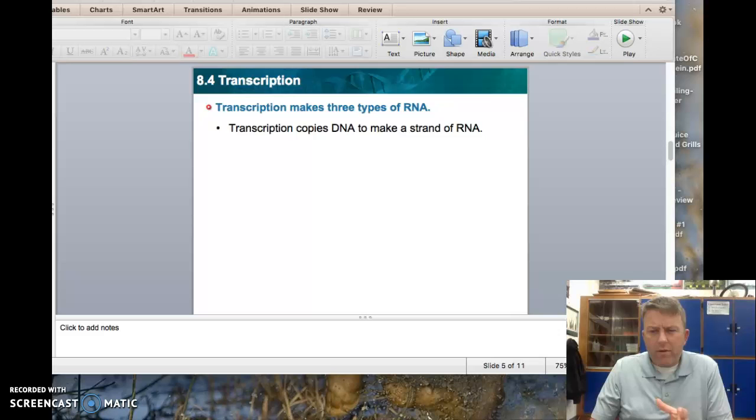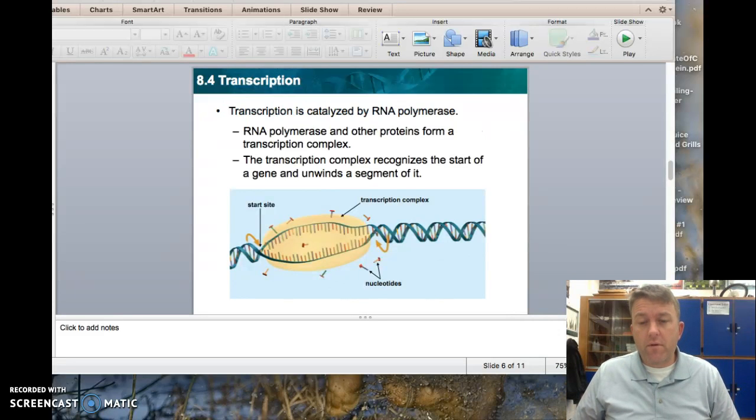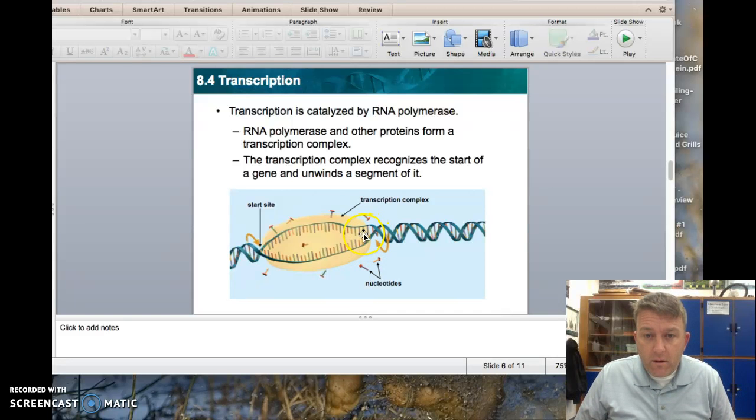So how does that process go? Let's go into detail of how transcription comes along. Transcription still has some proteins that are similar, but some enzymes that are different. First of all, helicase still has to come in here and unzip the DNA.